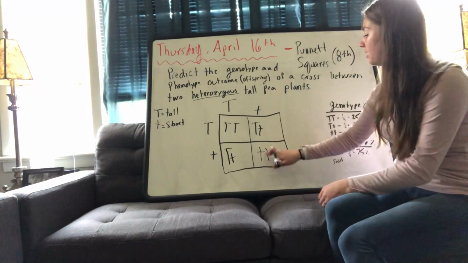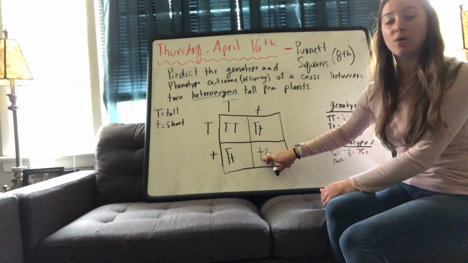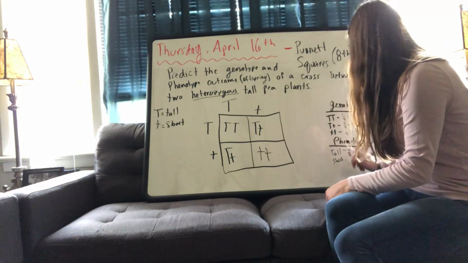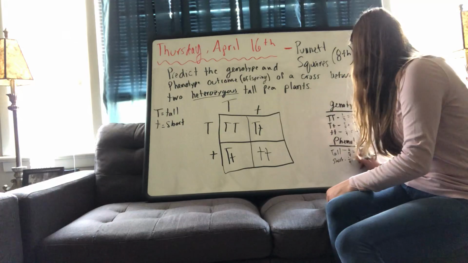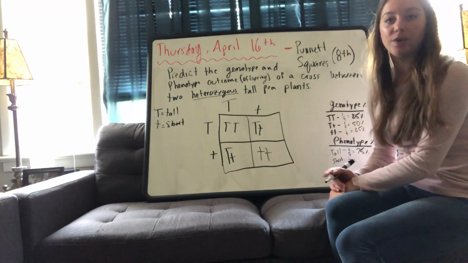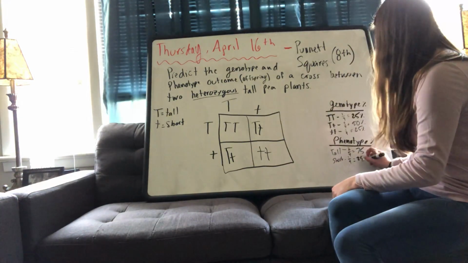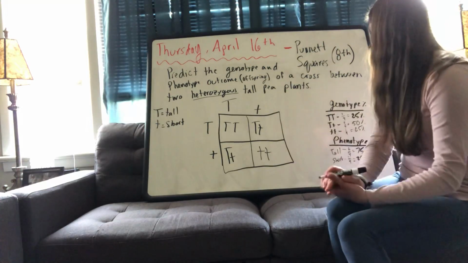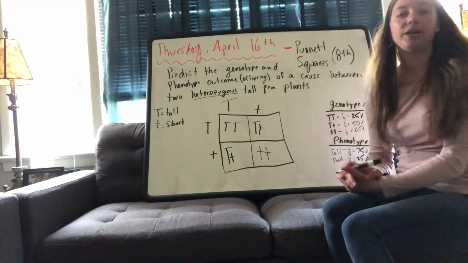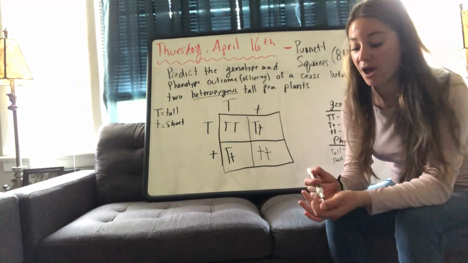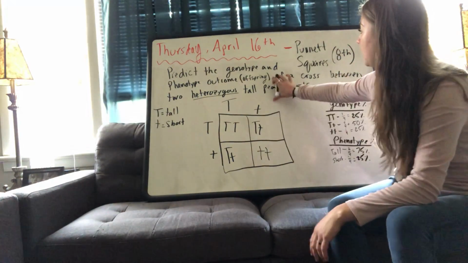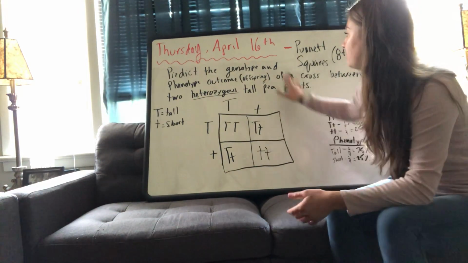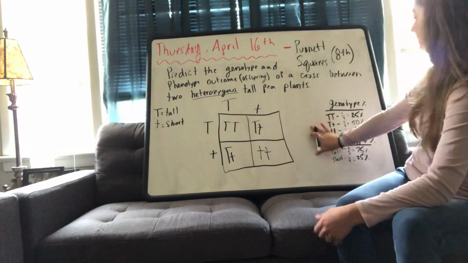Which leaves us with little t, little t being 1 out of 4, which is going to be our short outcome, which is a 1 out of 4 chance, which is equivalent to 25%. Okay, this is the fully completed problem. So for any problem you have that is asking you to make a Punnett square out of this type of cross, this is what is expected for that problem.